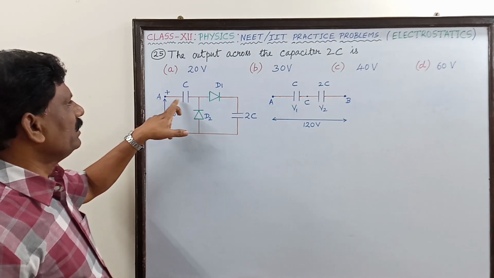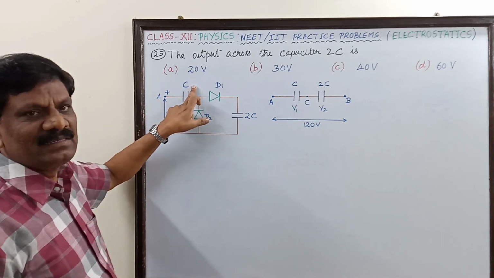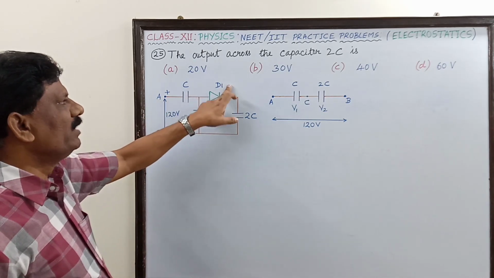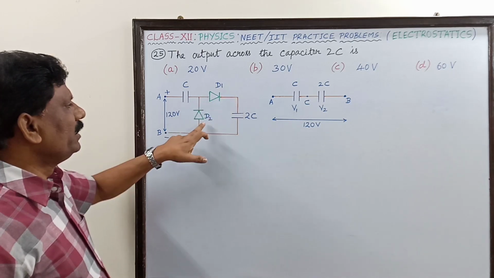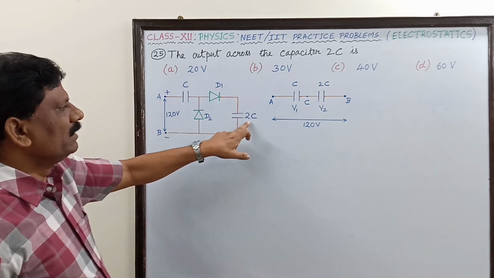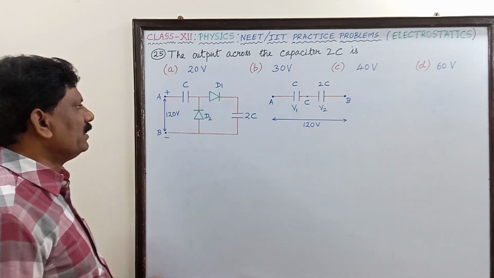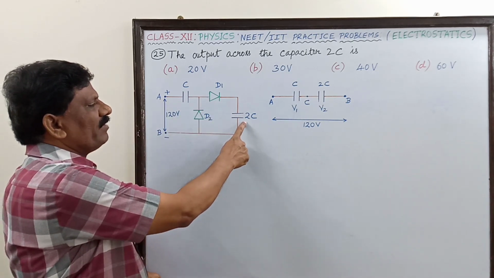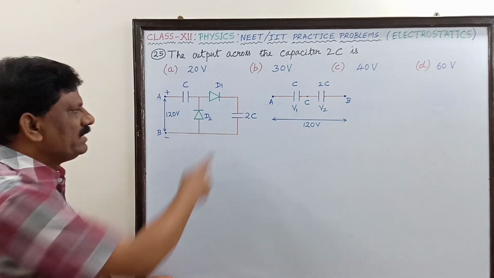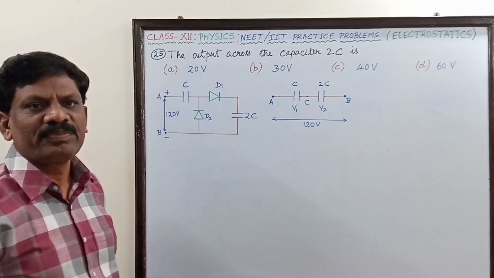So from A capacitor of capacitance C is connected. Then D1 is one diode, D2 is another diode, and 2C is the second capacitor. So in this circuit, what is the potential difference across the 2C capacitor we have to find out.